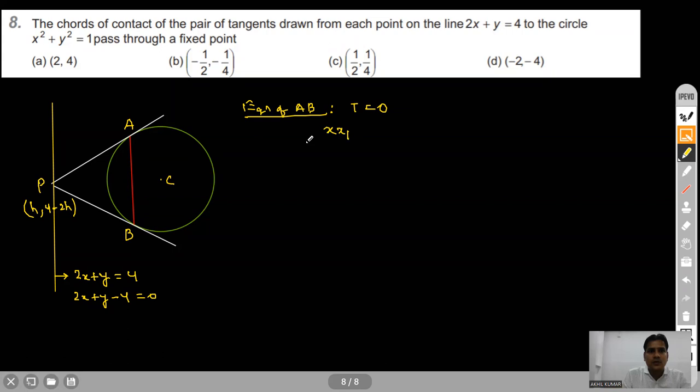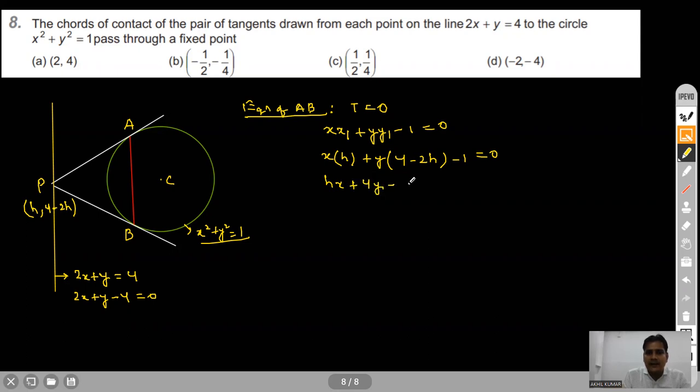That means xx1 plus yy1 minus 1. What is the equation of the circle? The circle is x squared plus y squared equal to 1, right? So xx1 plus yy1 minus 1 equal to 0. Now put x1 and y1 as the coordinates. So x into x1, which is h, plus y, and y1 we can replace by 4 minus 2h, minus 1 equal to 0. So this finally becomes hx plus 4y minus 2hy minus 1 equal to 0. Now I will write it in this way. This 4y minus 1, I will group it this way, taking h common from these two terms. So it will be h(x minus 2y) plus (4y minus 1) equal to 0.